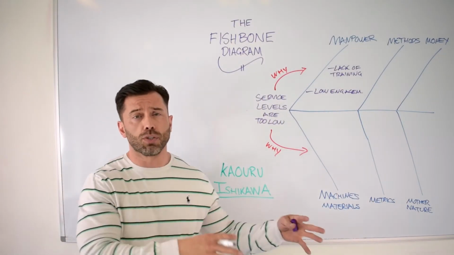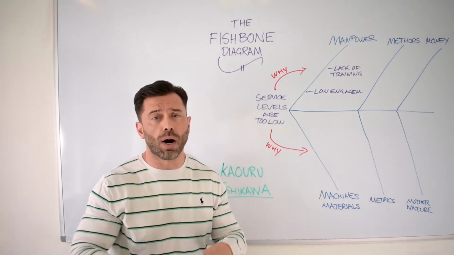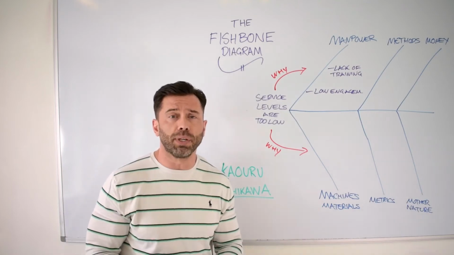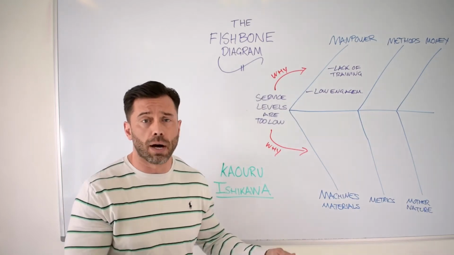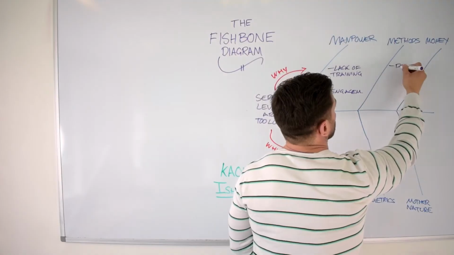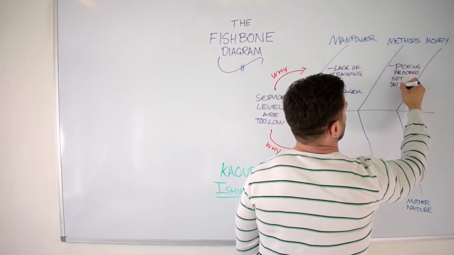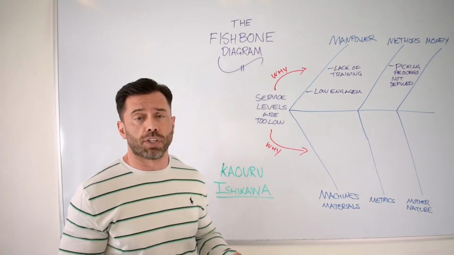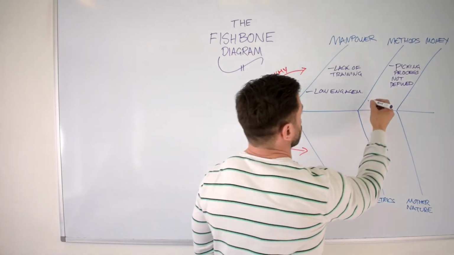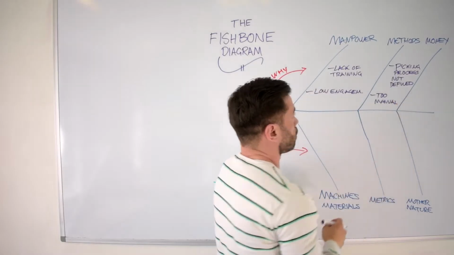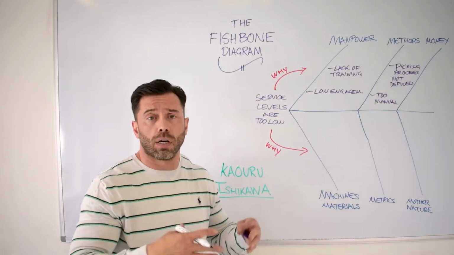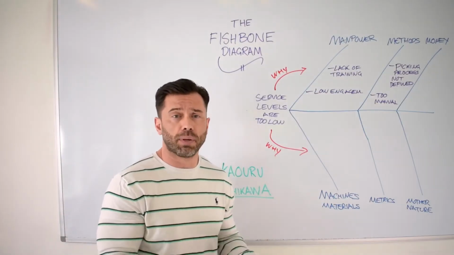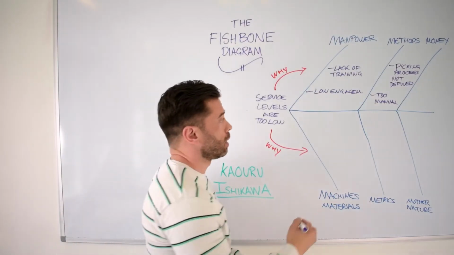If we move to the methods or processes, one of the reasons why, for example, the service levels are too low could be that the picking process in the warehouse is not very well defined. Another reason given by a team could be that the processes are too manual. From the money side of things, a reason why the service levels are too low is because we don't have a budget set in place to run this process properly.